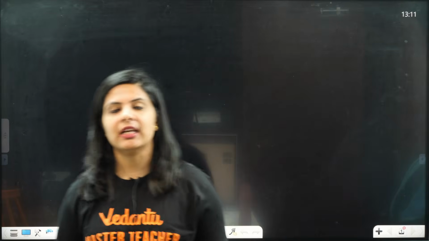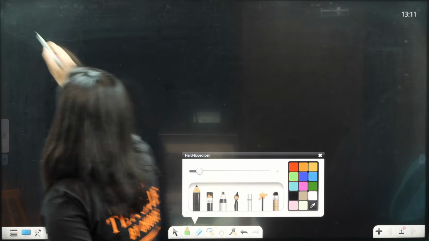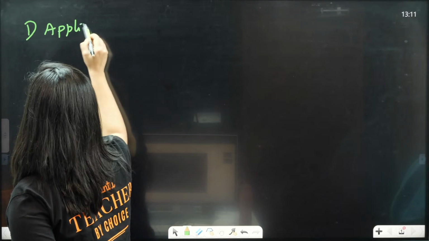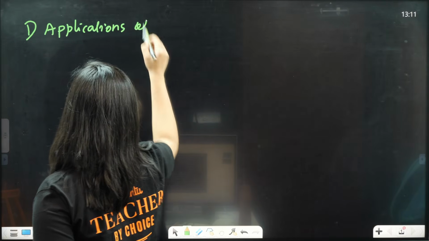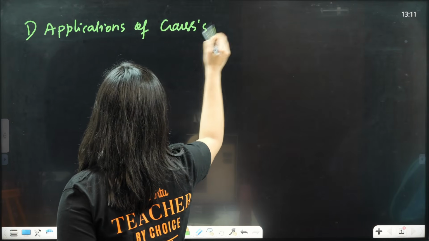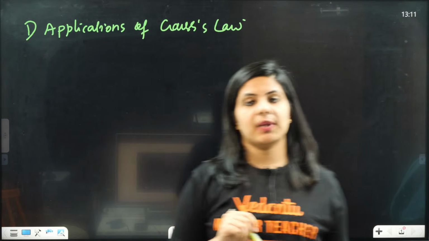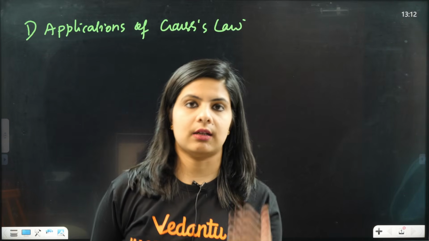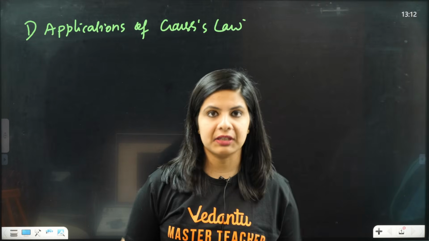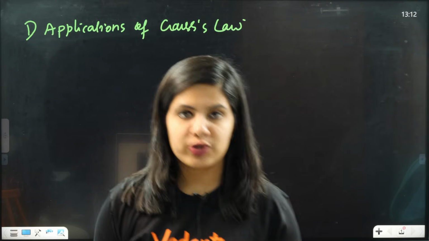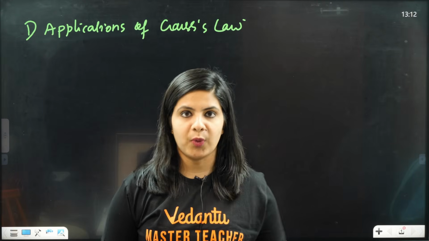So I'll be starting with electric field. In the electric charges and fields chapter, we can go for the first one, applications of Gauss's law. Whatever applications we have studied, there's the electric field due to an infinite long wire, as well as an infinite plane sheet and a spherical shell. All these are very important.